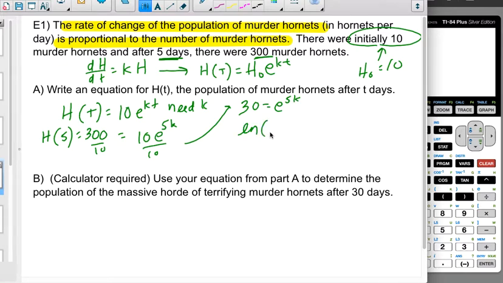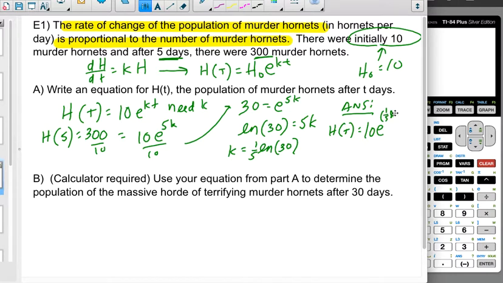Natural log of 30 is 5k. So my k is going to be 1/5 the natural log of 30. And if I don't have a calculator, that's really the best I can do. Now that I know k, I can write my answer, that my H of t is 10 e to the 1/5 natural log of 30 times t, right? And that's a little bit squished in there, but you get the idea.